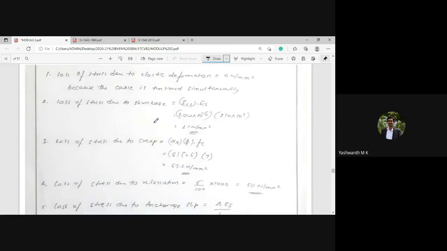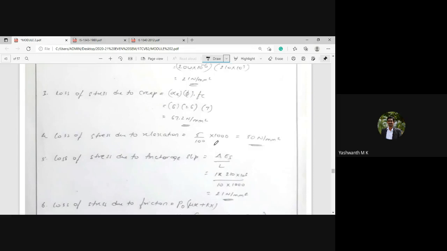Next, loss of pre-stress due to creep. As I stated, here also it is creep coefficient data. So alpha E into phi into fc, which is 6 into 1.6 into 7, that is 67.2 Newton per millimeter square. Next, loss of stress due to relaxation: no change, 5%, that is 5 by 100 into initial pre-stress, which is 50 Newton per millimeter square. These losses you also come across in the case of pre-tension. The two more losses you will come across in the case of post-tension are, first, loss of stress due to anchorage slip. What is the formula?